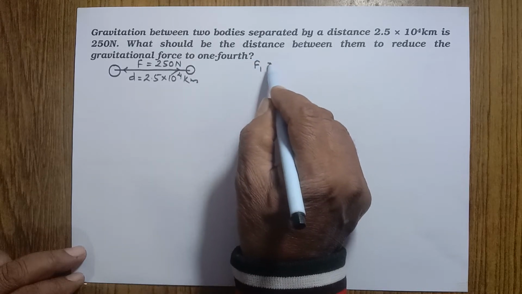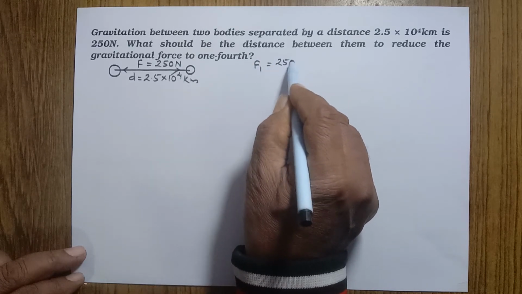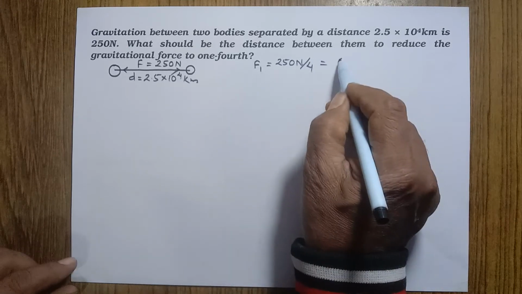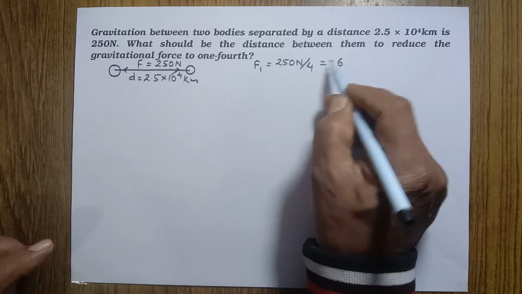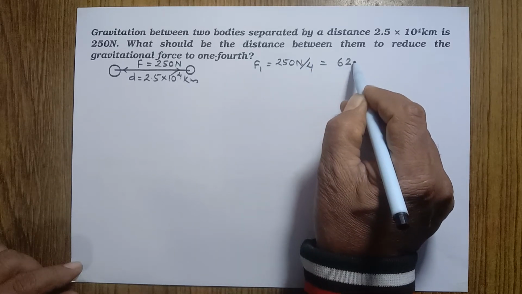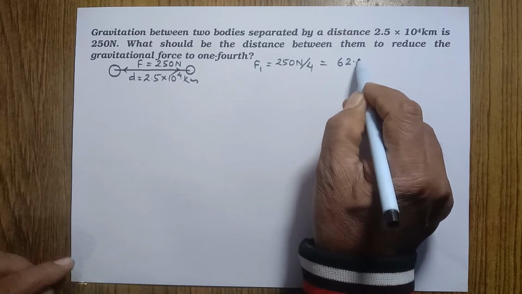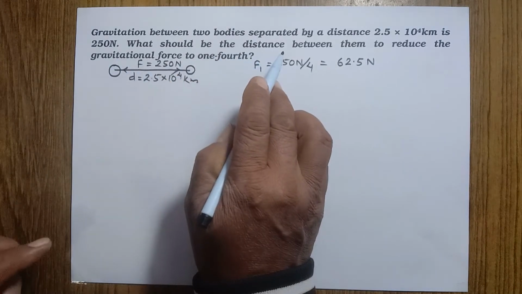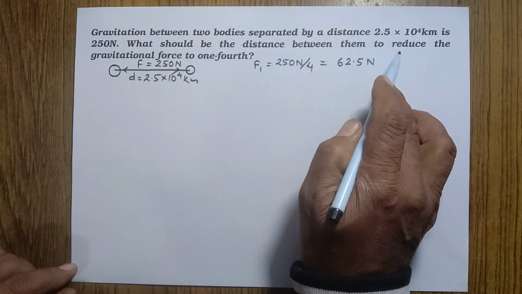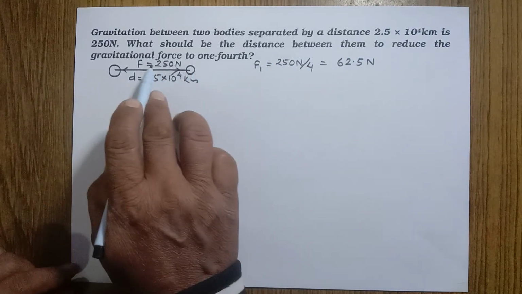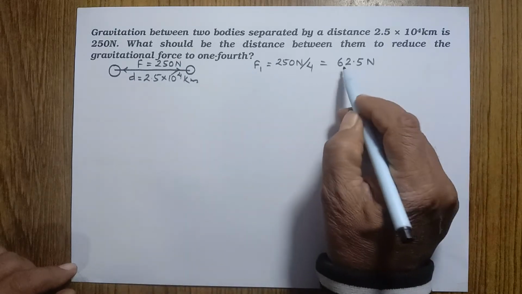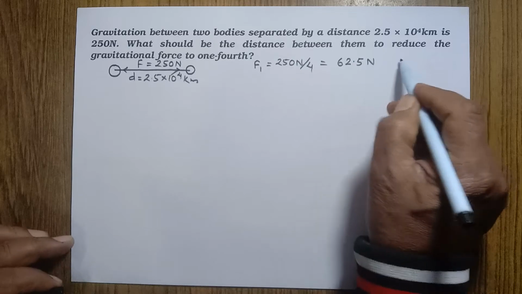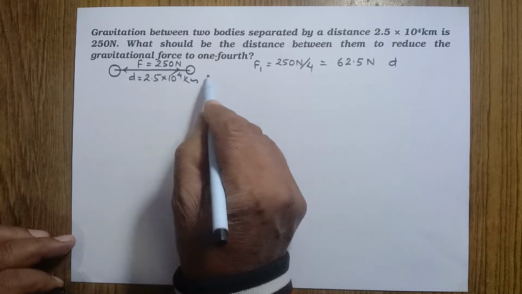What it means? It means not 250 Newton, but if it is divided by 4, then what happens? 4 6s are 24 and 1 10, 4 2s are 8 and remaining 2, 2 0, 4 5s are 20. So what should be the distance between them to reduce the gravitational force to 1/4? When the gravitational force is reduced to this value, then what should be the distance between these two?